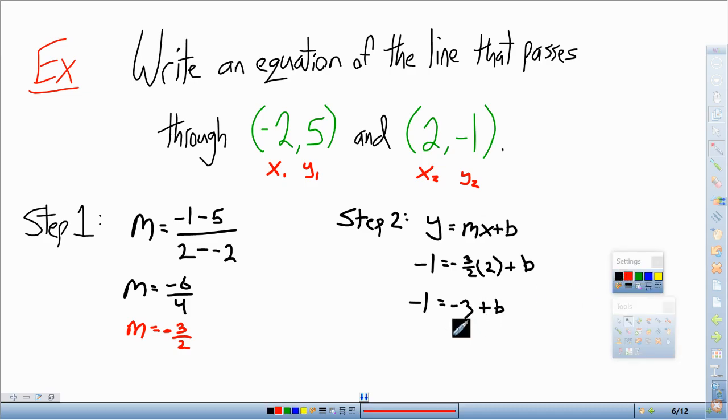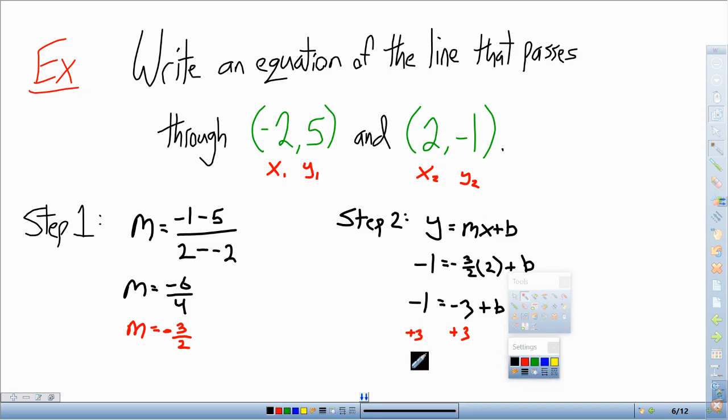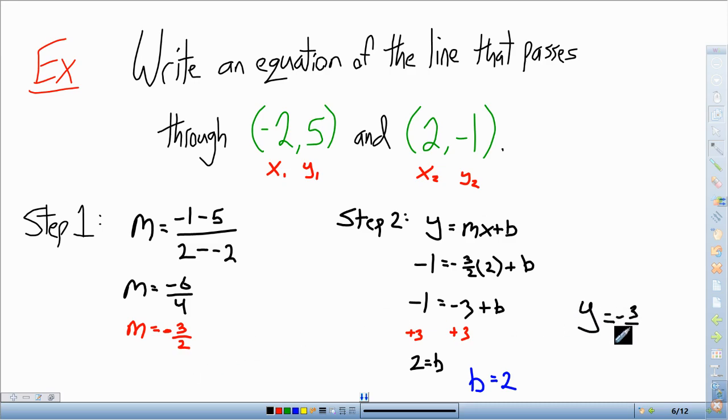From here, solving, just going to add 3 to both sides. It looks like I'm going to get 2 equals b, or flip it around, and my y-intercept is 2. So a bit more work to be done, but now we have it. We can write our equation in slope-intercept form: y equals negative 3 over 2 x, and our y-intercept is a positive 2.